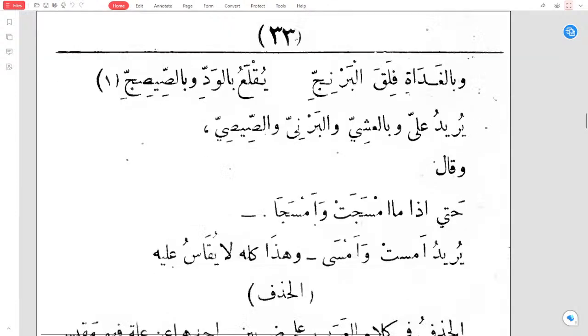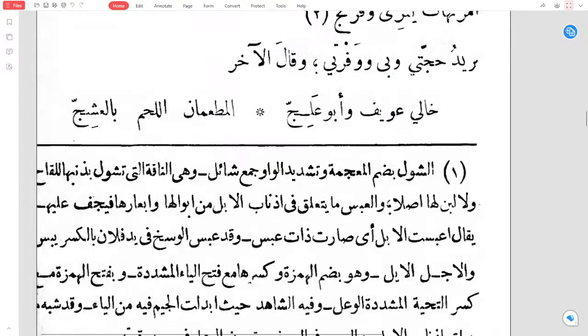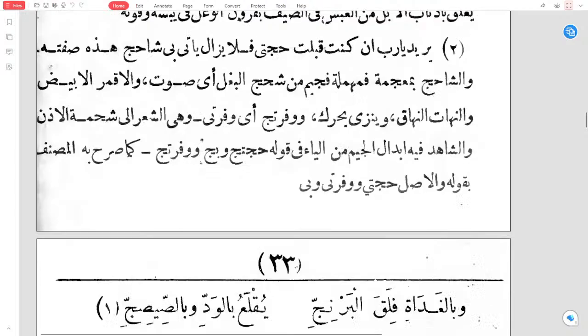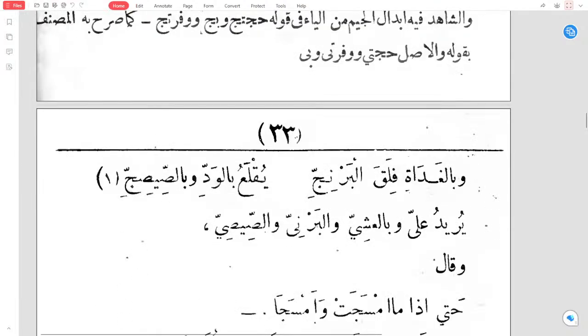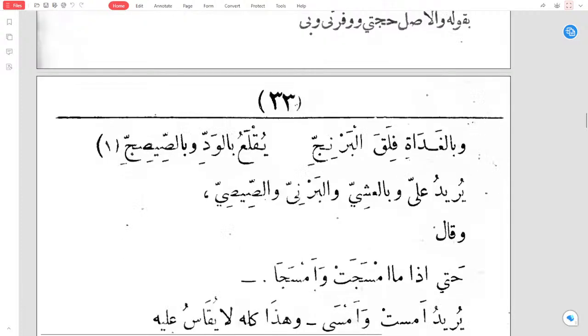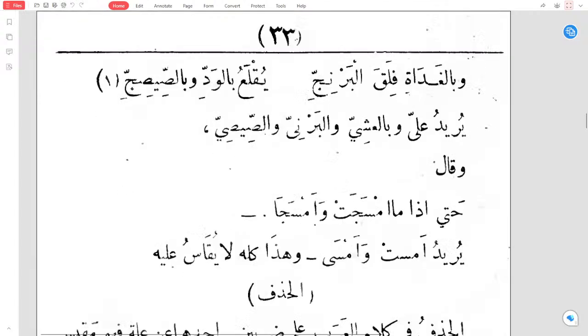يريد. So in this poet, let's go to the poetry again. We'll say it from the beginning. خالي عويف وأبو علج المطعمان اللحم بالعشج وبالغداة فلق البرنج يقلع بالود وبالصيصج. يريد علي أي أبو علي وبالعشي والبرني والصيصي. So this is an example where the jim is changed into a ya.